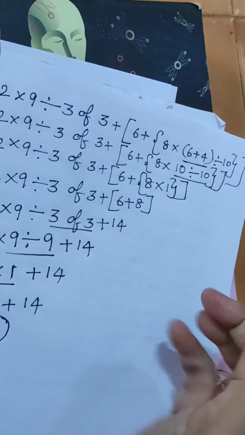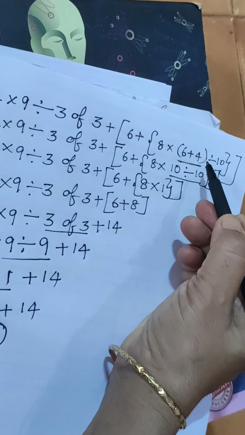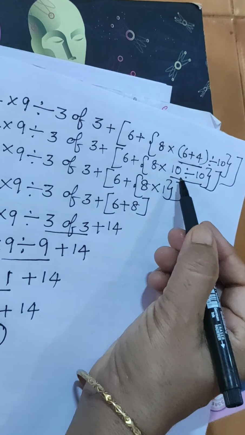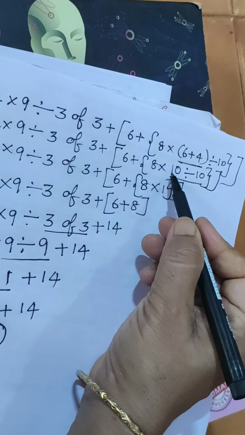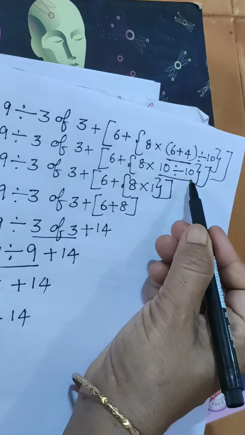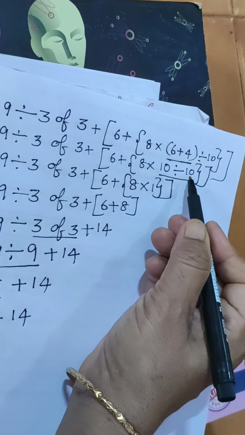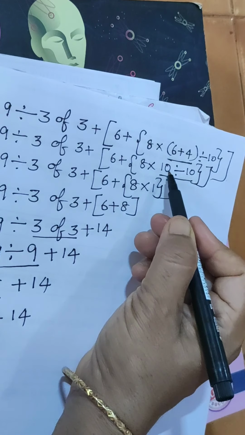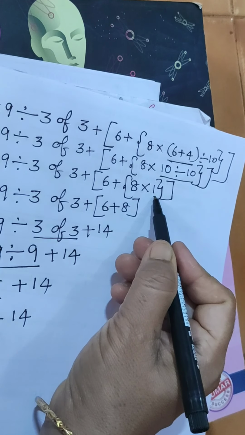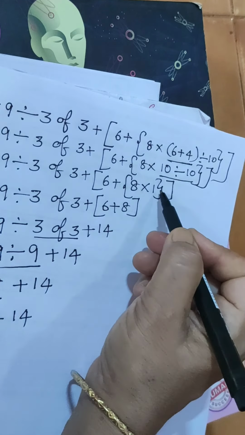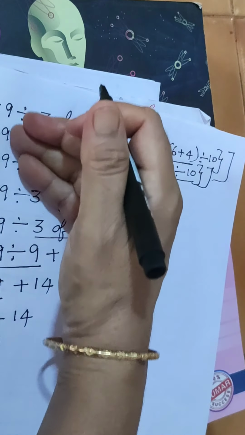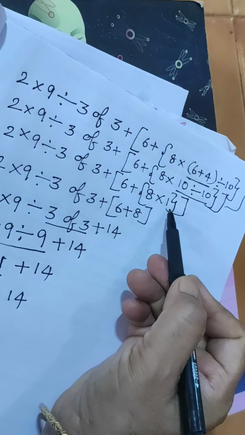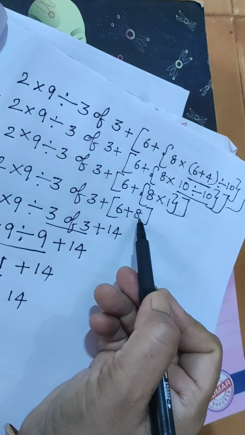Again I will come one more time. 6 plus 4, 10. Remove the curly bracket, write 10 here. Then 8 multiply by 10 divided by 10. Then multiplication, division. Which has to be solved first? Division. So 10 divided by 10 is equal to 1. Then curly bracket, square bracket, remaining has to be written as it is. Then now 8 multiplied by 1 is equal to 8.